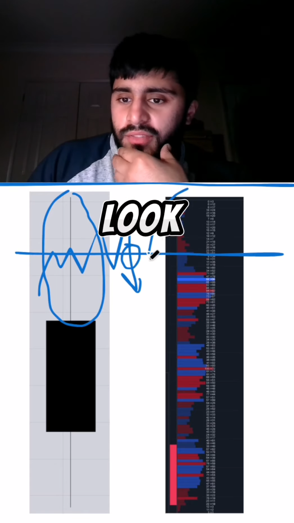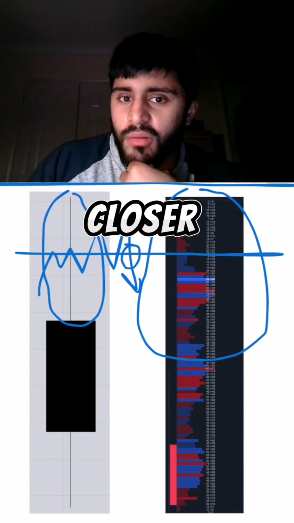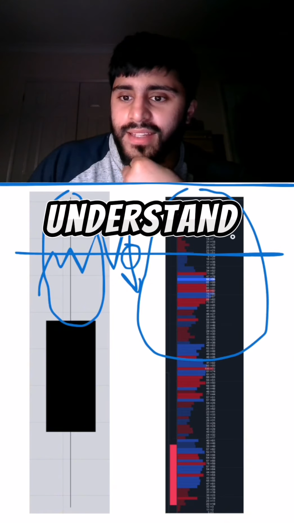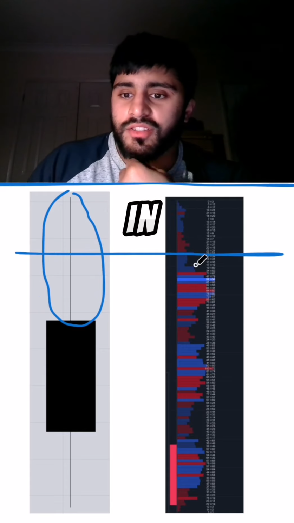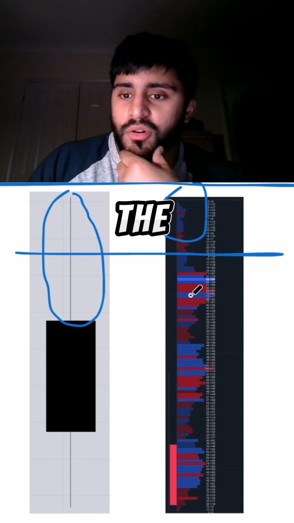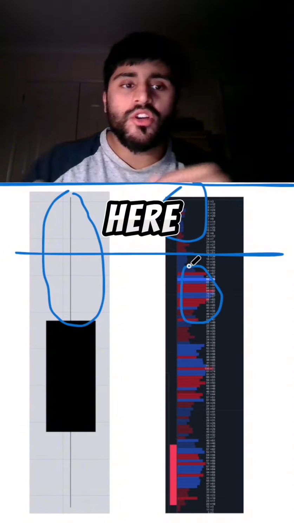But now when we look at the wick over here slightly closer up, what we're beginning to understand is that we have a lot of buyers in this region. And the reason we have lots of buyers in this region is because we can see a lot of blue at the top and we see a lot of blue over here. So what does that mean, right?